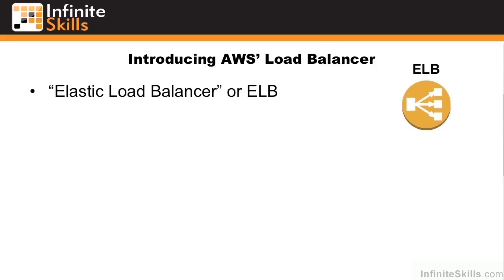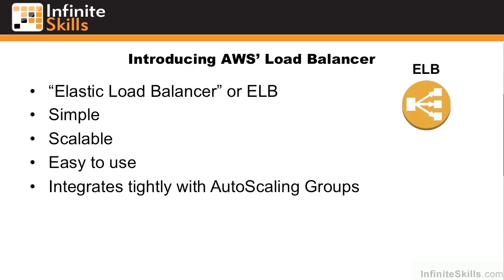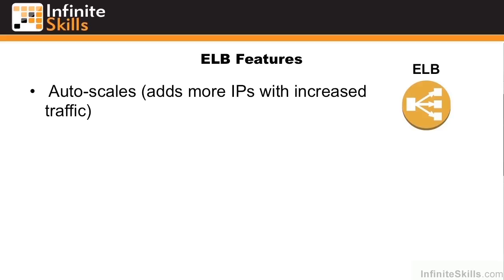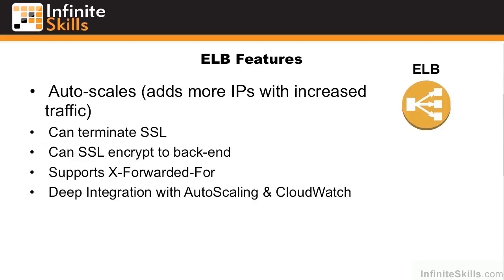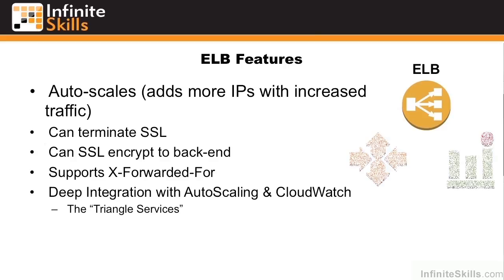Amazon's load balancer is called an Elastic Load Balancer, or ELB. It's very simple, very scalable, very easy to use, and it integrates tightly with the auto-scaling groups. It auto-scales by adding more IPs behind a DNS endpoint. It can terminate SSL for secure web connections, and it can encrypt SSL to back-end machines. It supports X-Forwarded-For so that user IPs can be passed through to the web servers, and it has deep integration with autoscaling and CloudWatch, which are also known as the Triangle services.